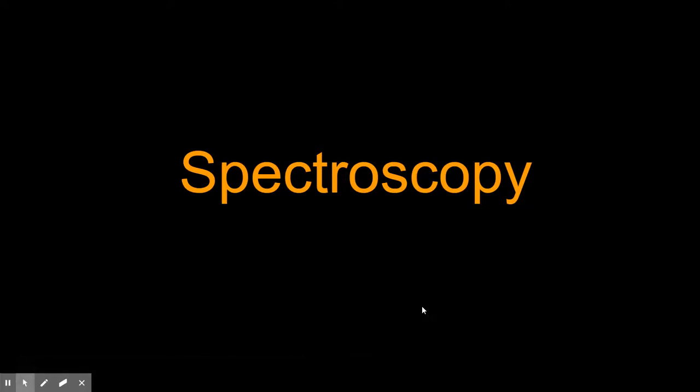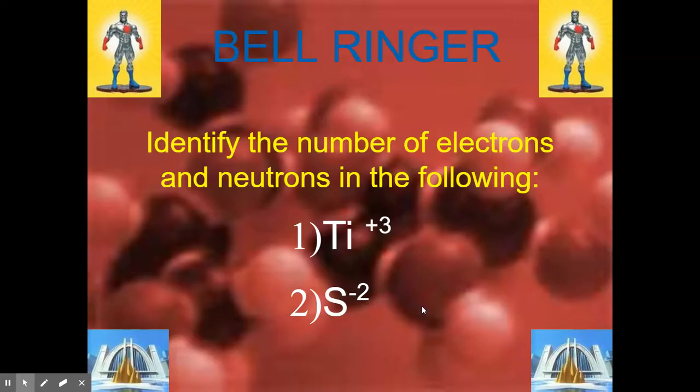All right, we're continuing our discussion on atoms and continuing with spectroscopy, which deals with electrons going from ground state to excited state with the addition of energy, and then going from excited state back to ground state. And when they go from excited state back to ground state, they give off energy in the form of light. Okay, all right, first up, bell ringer.